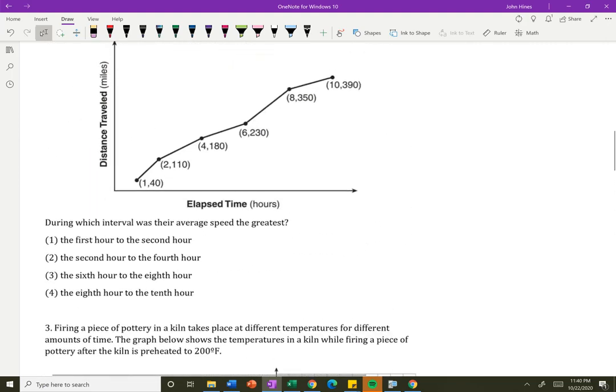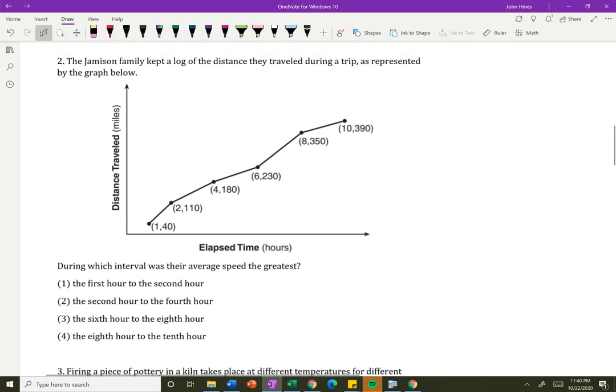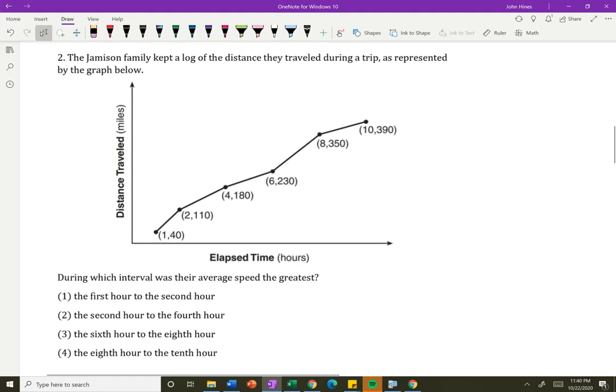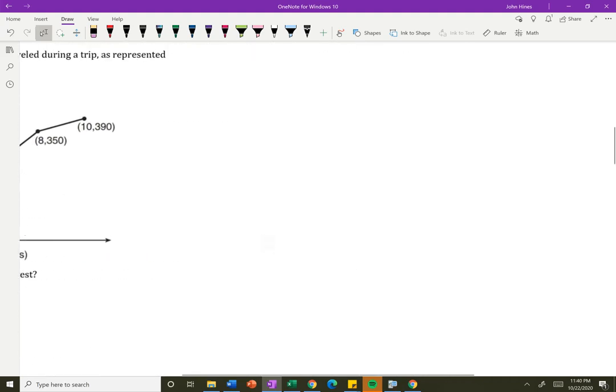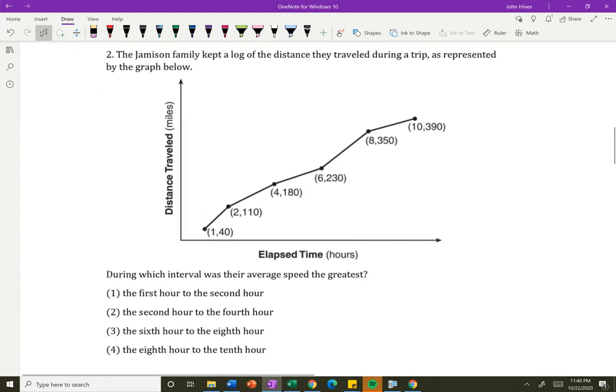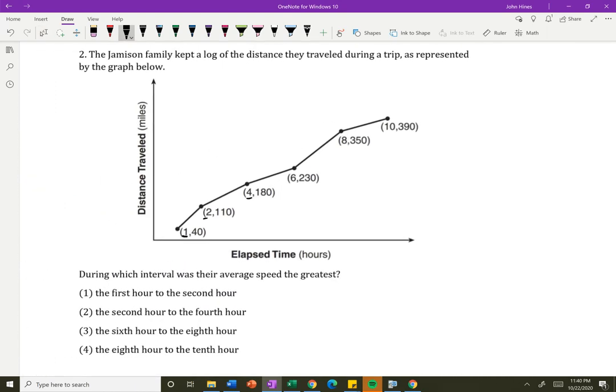These next two questions require us to interpret a graph. The Jameson family kept a log of the distance they traveled. The x is the time: 1 hour, 2 hours, 4, 6, 8, 10. I now need to do the distance. What was their average speed?